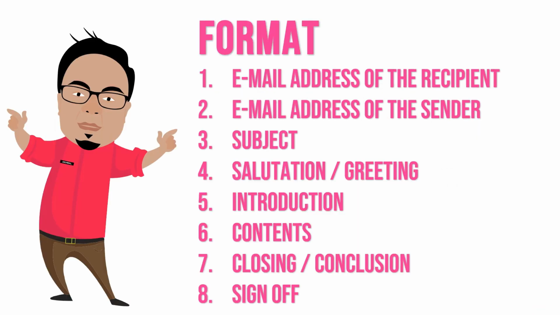When writing an email, we have to follow certain format. Here's the format for writing an email. Number 1, we need to have the email address of the recipient. Number 2, we also need the email address of the sender. Next, we also need to write the subject. Number 4, we have to write the salutation or greetings. And then, we move on into our introduction. Next, we have to write our contents, and number 7, our closing or our conclusion. And finally, number 8, don't forget to sign off.